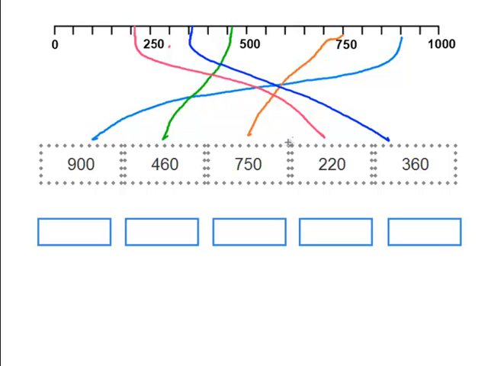Okay, so which number is the closest? Yes, 220 is the smallest number. And then we have 360. Next, we have 460. Then it comes 750. And our biggest number is 900.